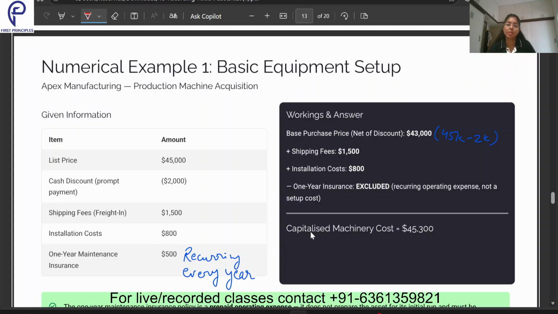One numerical example is given over here. First of all, list price is given, cash discount, shipping fees, installation cost, and one year insurance maintenance. This is one year, which means it is going to be there in year 2, year 3 and so on until the asset is there. So this is recurring every year, so this has to be expensed off, right? Now, what should be capitalized? List price is 45k and cash discount is 2k, so 43k is my base price. Then shipping fees is 1500. Then installation cost is there, and the one year insurance cost is excluded.